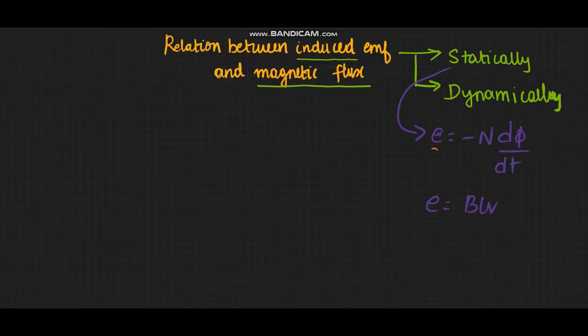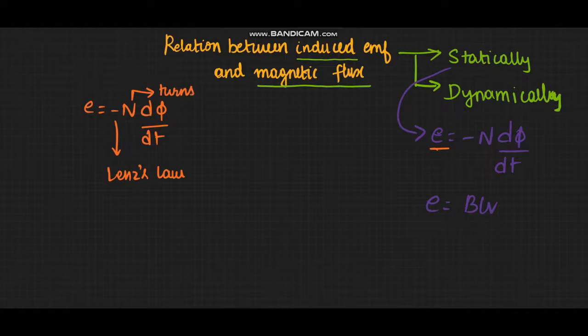Hence, we will consider our first equation, which is E is nothing but minus n d phi by dt. This negative sign on the right hand side of the equation is because of Lenz's law. Lenz's law states that the polarity of induced electromagnetic force will oppose the change in magnetic flux. Here n is nothing but number of turns and our magnetic flux is time variant.